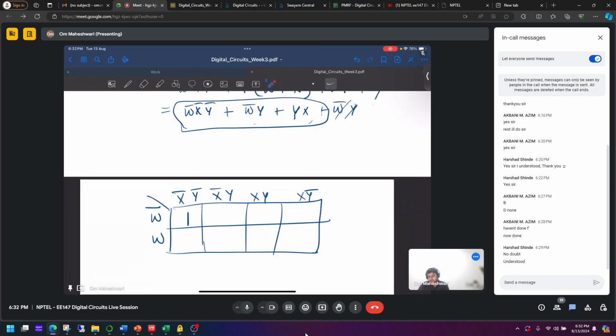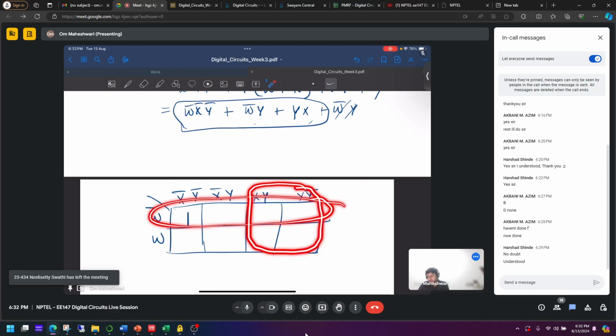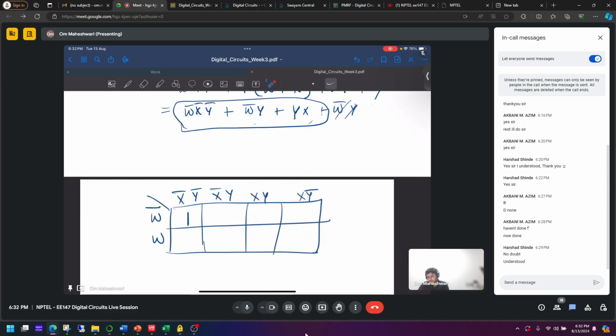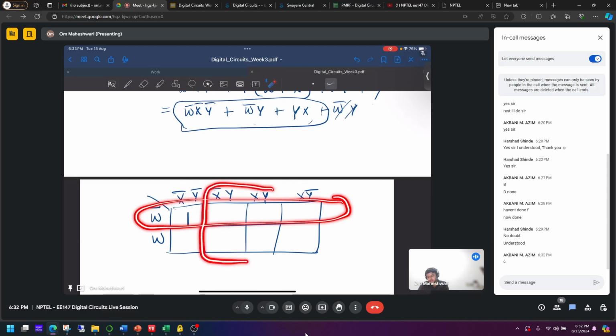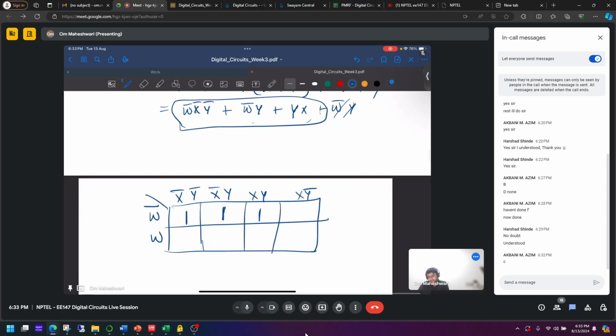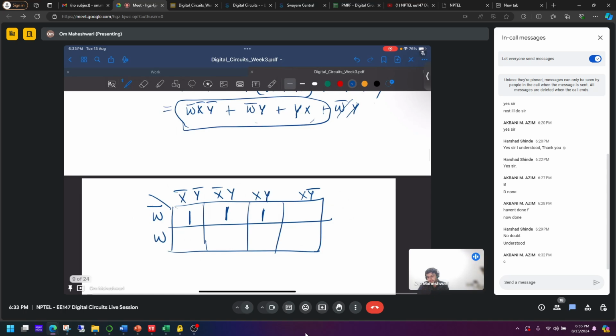Then you have W bar X. This is W bar, and these two are X. W bar Y. Oh, sorry, W bar Y. This is W bar. This is W. This is Y. So these two will be ones. Then you have YX. What is YX? This is XY, so is YX. So these two will be ones. Now we just need to make groups, largest possible groups.